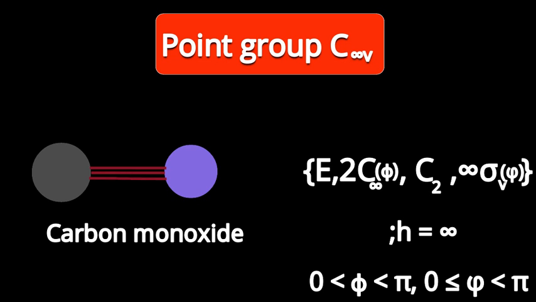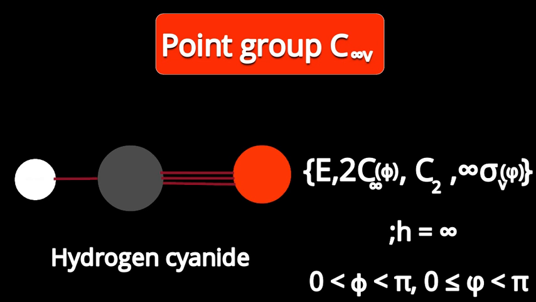Let us see one more example which comes under the category of C infinity v. It is the HCN molecule, hydrogen cyanide. Three atoms are there: one hydrogen, second carbon, and, by red coloration, nitrogen. Between carbon and nitrogen, three bonds are there. The structure is linear, but there is no horizontal plane. The point group is C infinity v.